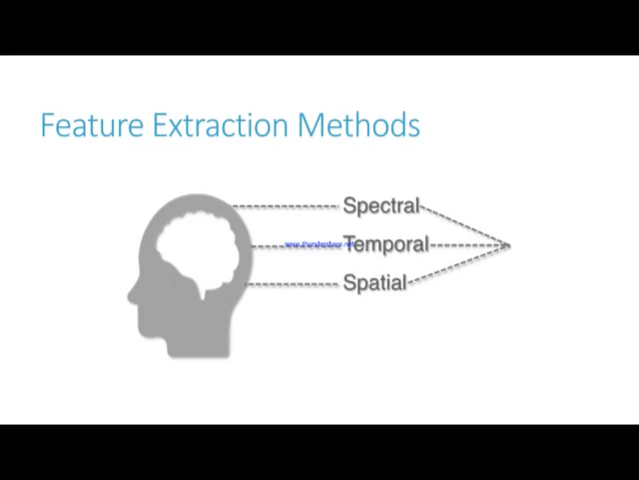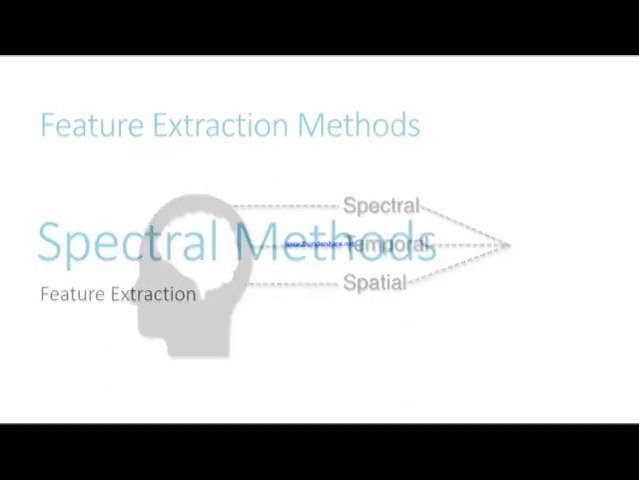BCI based on oscillatory activity such as motor imagery mostly needs and uses the spectral and spatial information. We're going to talk more about the spectral methods.